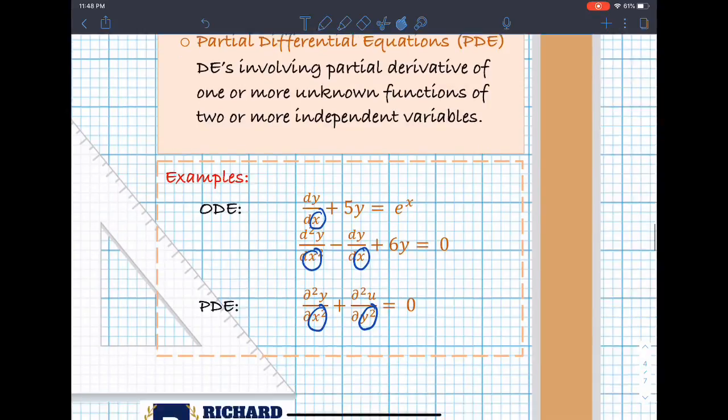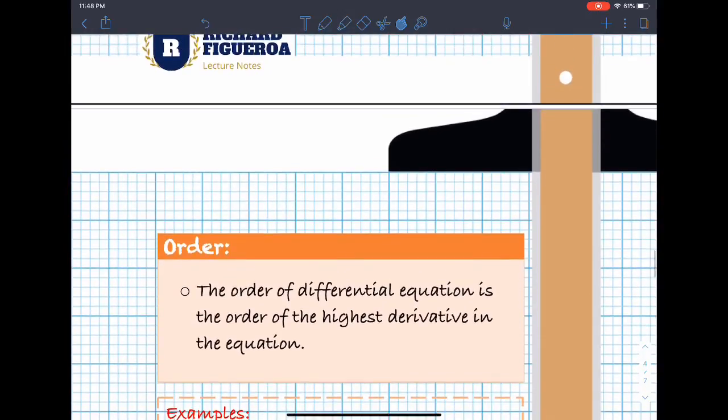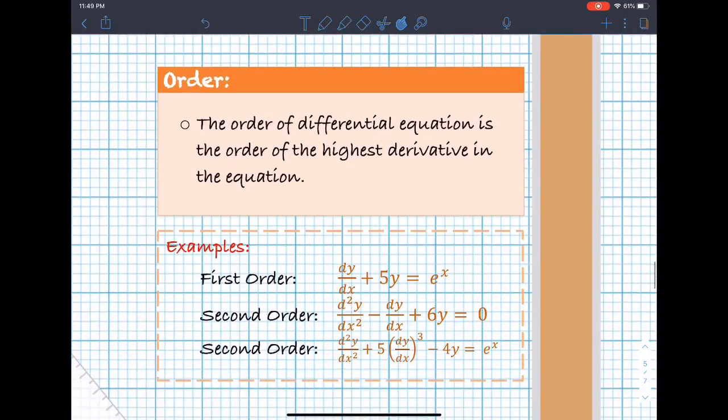Let's proceed with the order of differential equations. The order of a differential equation is the order of the highest derivative in the equation. Since a differential equation is an equation of derivatives, the order corresponds to the highest derivative within the given equation. For example, if I have dy/dx + 5y = e^x, the highest derivative here is the first derivative, dy with respect to x. Therefore, that is considered a first order differential equation.